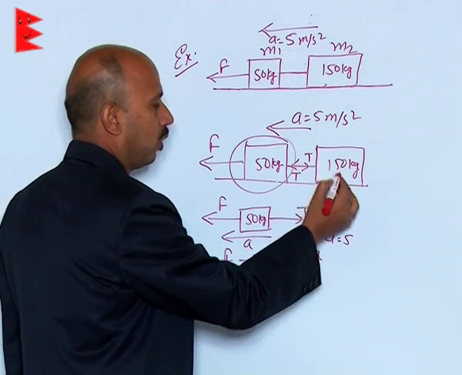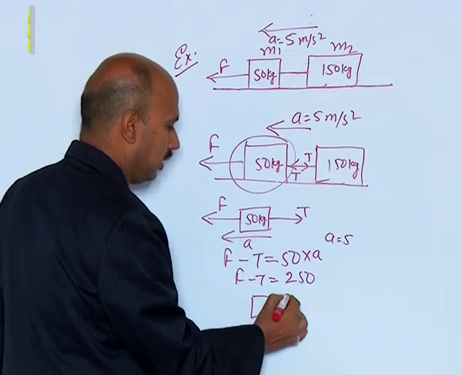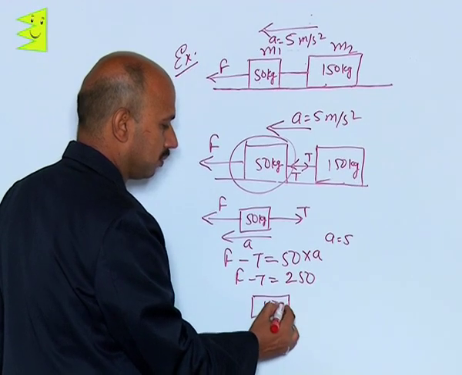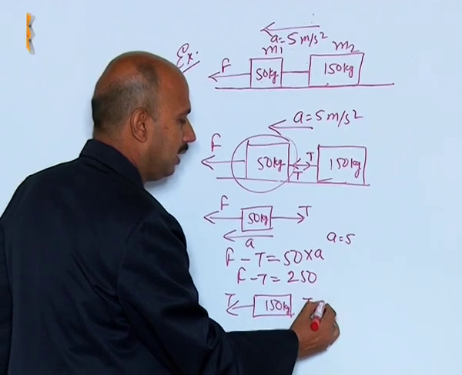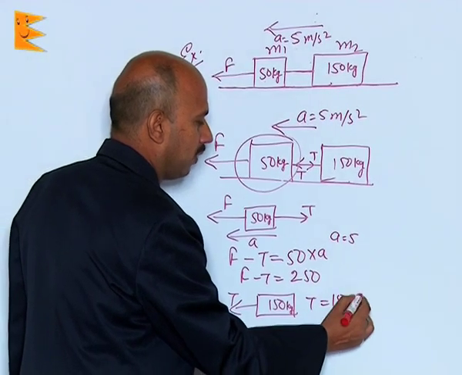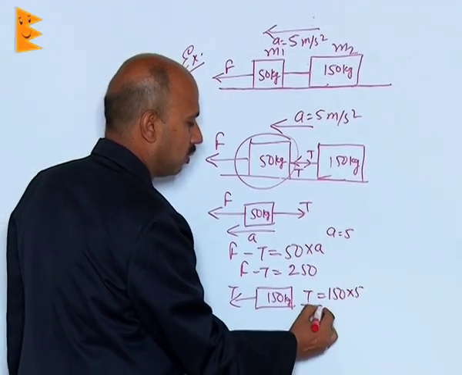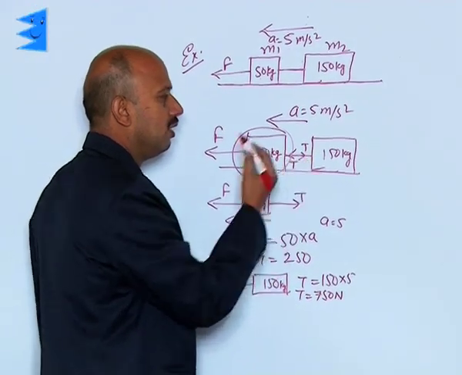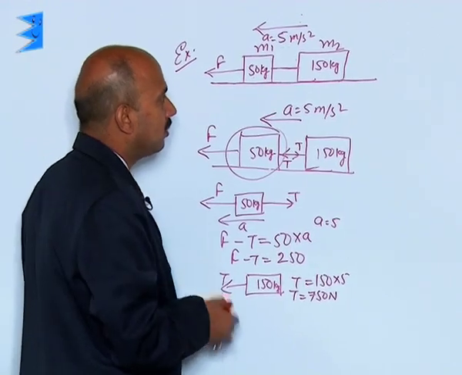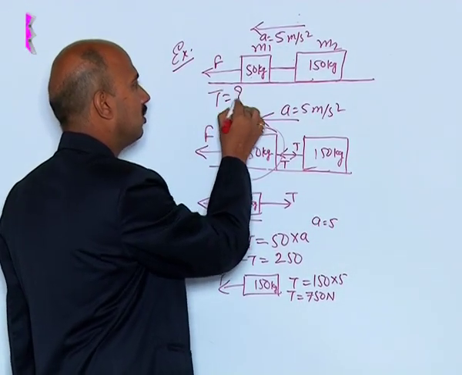Similarly, if you take this body, the second one, there is only one force, that is tension to this side. So we can write T is equal to 150 into 5, that is T is equal to 750 Newton. So this is the tension in the string. So we have calculated tension. First we had to find out tension.